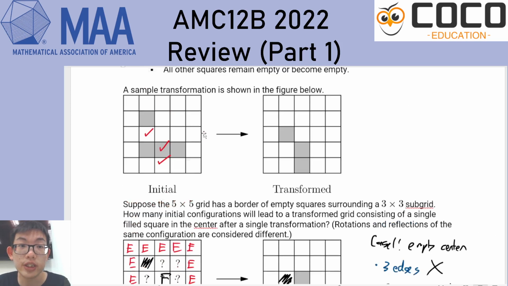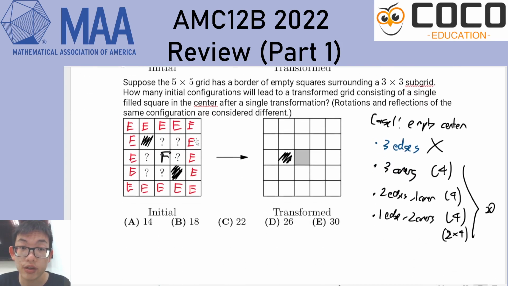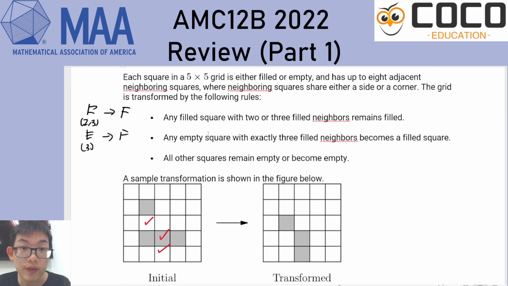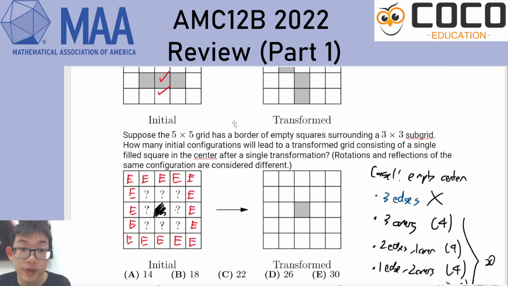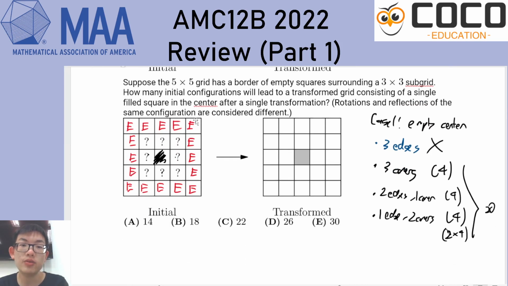The good news about 20 ways is that it's none of the options, so I can now look at what if the middle square was already filled. And I know there must be something because it's none of the options. Now if the middle square is already filled, then I want 2 or 3 filled neighbors. So I think I can go through the same cases again.